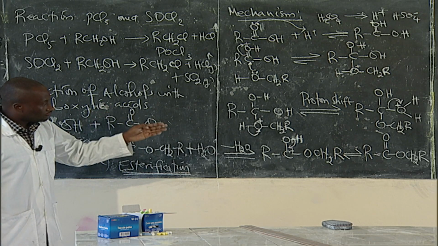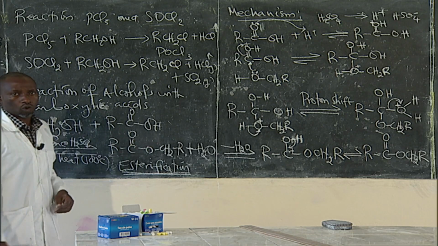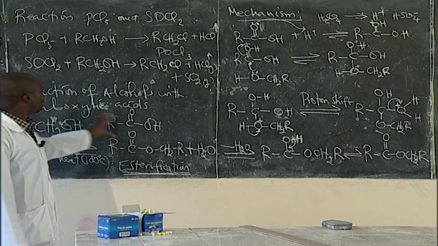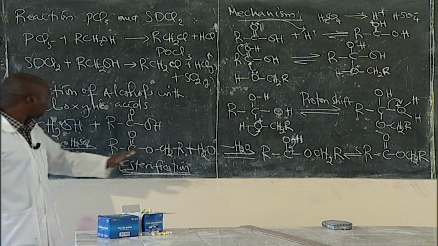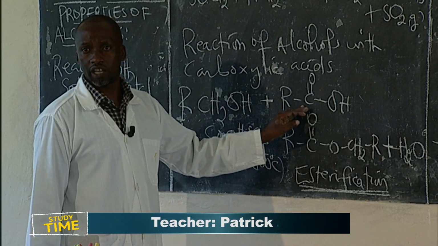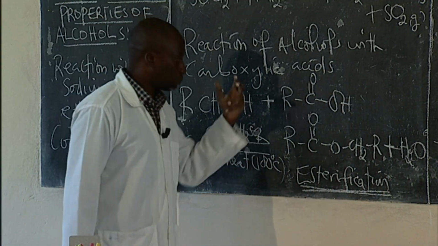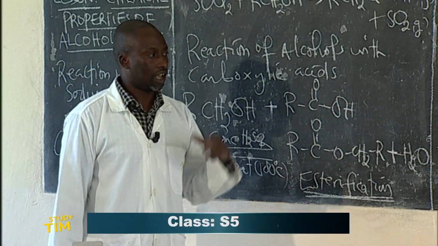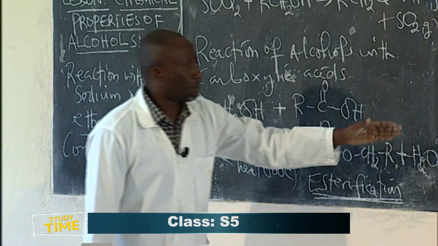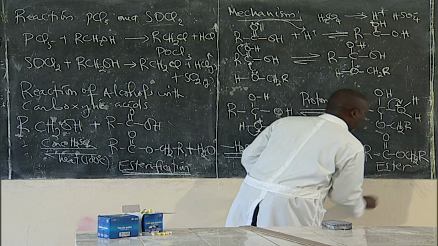And then see whether you can use a specific alcohol. Here I was just using the general form because I'm not specifying an alcohol, I'm not specifying a carboxylic acid. So use a specific alcohol and a specific carboxylic acid, and then try to come up with the final product. This is the ester that is formed.